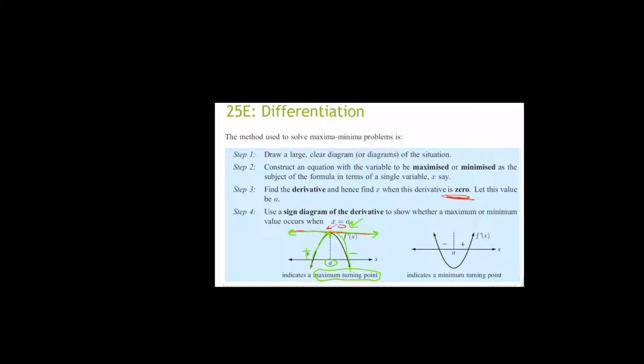Likewise, on the other side here, we have a quadratic, and we are transitioning from negative to positive about the critical value A, which tells us that this is a minimum turning point. And likewise here, the gradient of this tangent would also be 0.